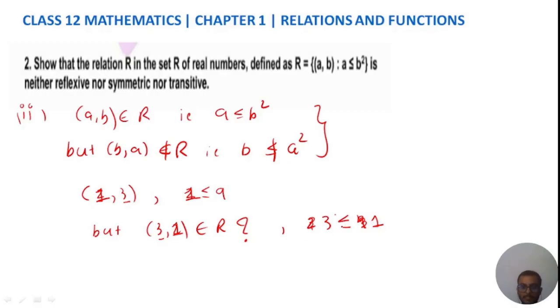So you can clearly see 3 is not less than or equal to 1, which implies (3, 1) does not belong to R, which implies R is not symmetric. Okay, done with symmetric.